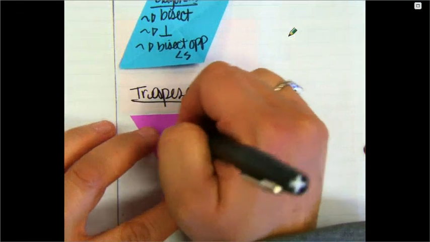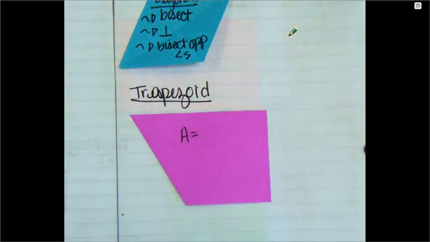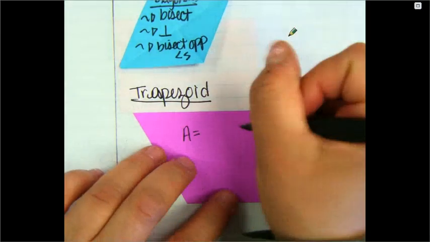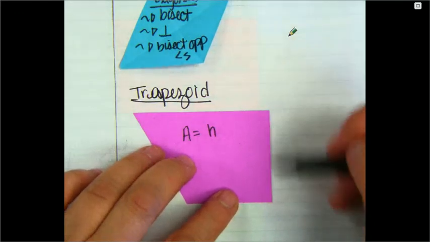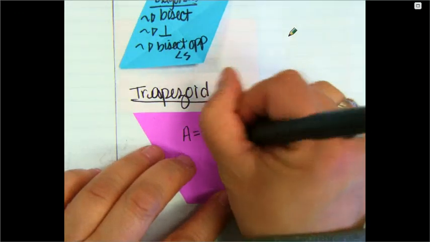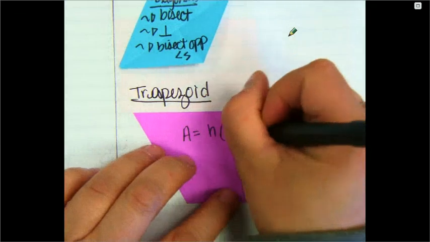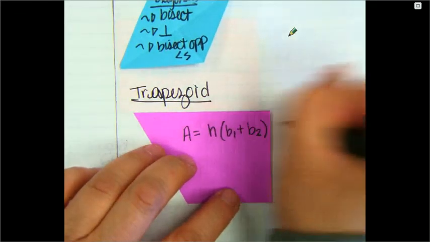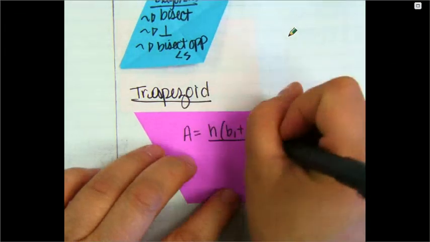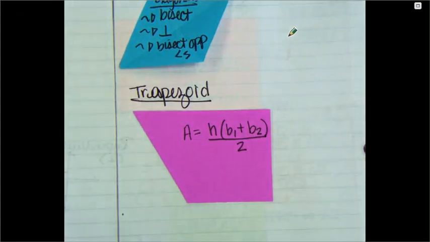We'll talk about the area. The area is equal to your height. Well, isn't that the same height you had to start with? Okay, good. Times base 1 plus base 2, but you divide by 2. Okay?